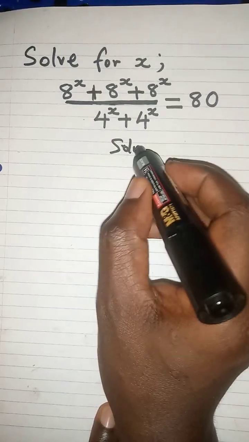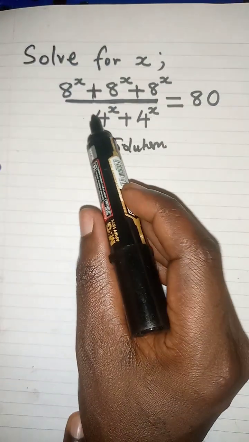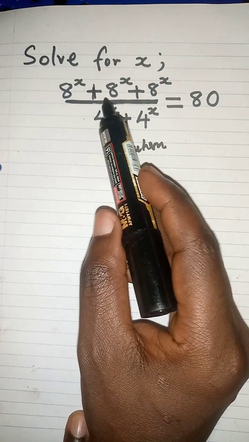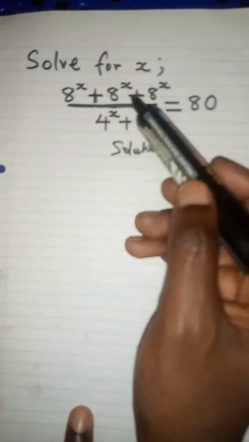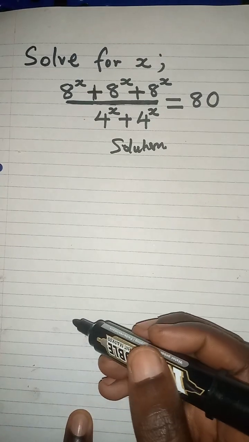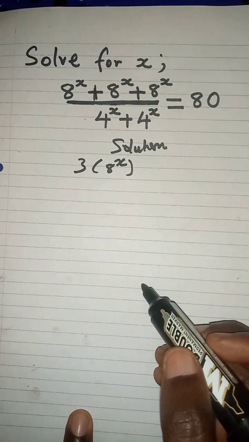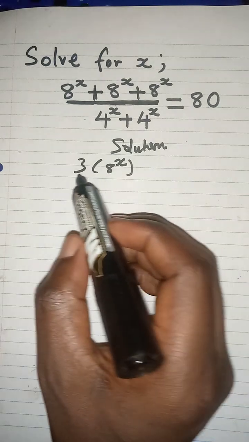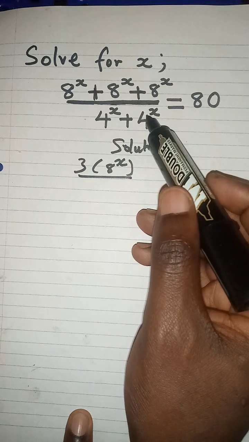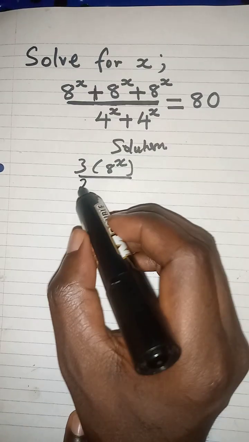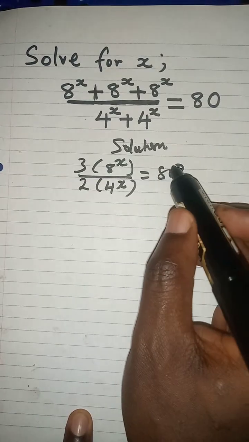So on the solution part, I'm going to start by adding 8^x plus 8^x plus 8^x. And if you add the top, of course, you're going to get 3 times 8^x. Well, in the denominator, I have 4^x plus 4^x. I'm going to get 2 times 4^x, which should be equal to 80.